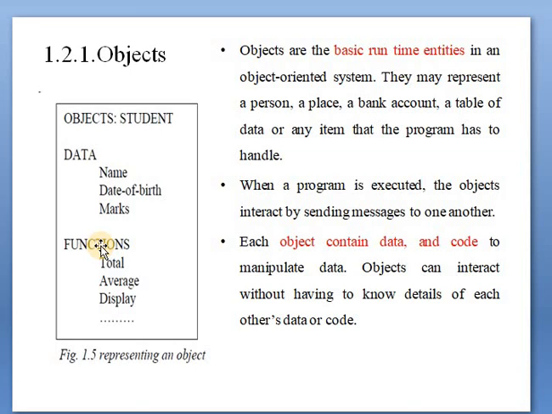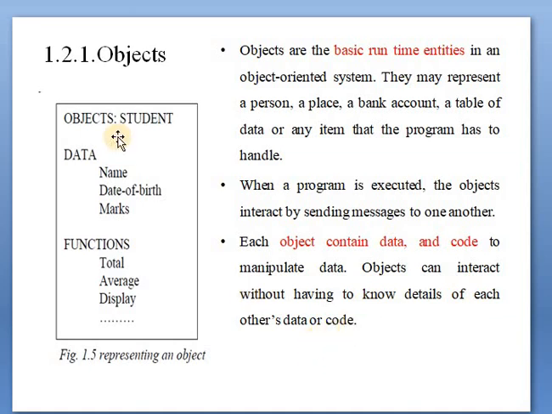When a program is executed, the objects interact by sending message to one another. Means after creating one class, we can create number of objects, and if that object wants to communicate with each other, they can communicate with each other by using functions. That is called a member function. Each object contains data as well as code. Code means nothing but the function to manipulate the data. Means this function is used to perform the operation on this data. So object can interact without having to know details of each other's data or code.